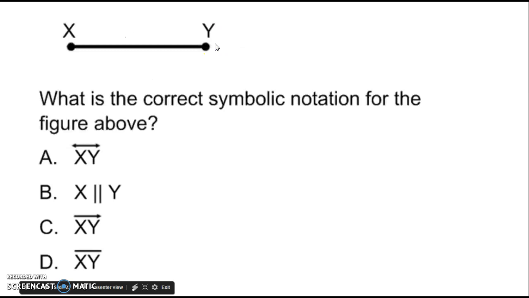Our next question provides an image and asks, what is the correct symbolic notation for the figure above? We can use our process goal of mathematical connections to compare the image to the symbolic notation. X and Y should be together under a representation of a line segment, which, as shown in the image, does not have an arrow on either end of the line. Therefore, letter D is the correct answer.